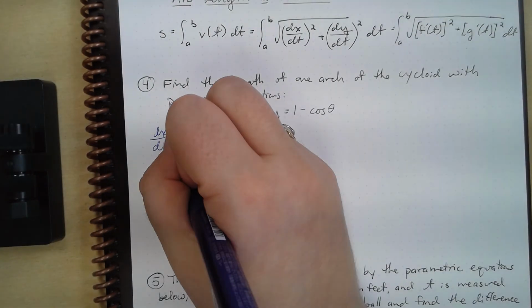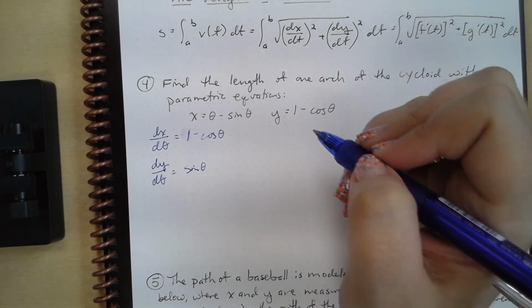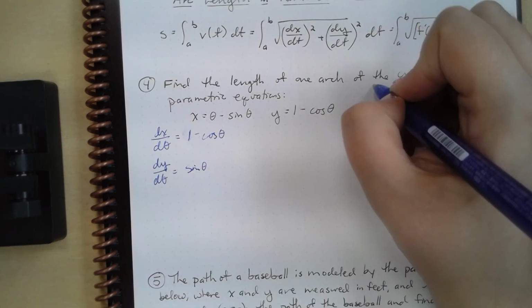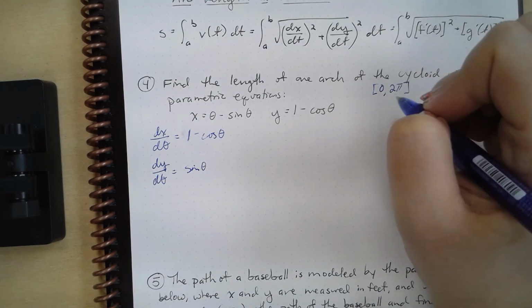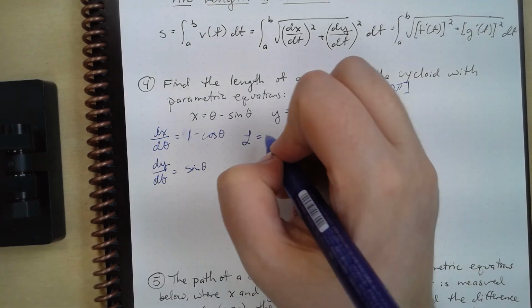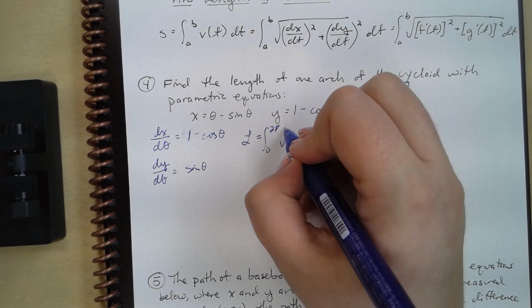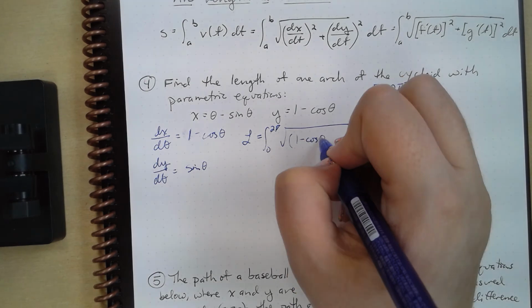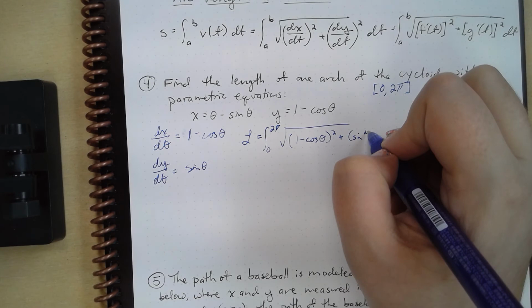And dy over d theta is going to be equal to sine theta, right? So now I can actually calculate my arc length. Usually one arch is from 0 to 2 pi, and in this case it is also. So our arc length is going to be equal from 0 to 2 pi of the square root of 1 minus cosine theta squared plus sine squared theta, right? D theta.